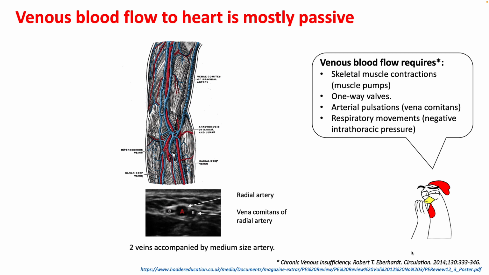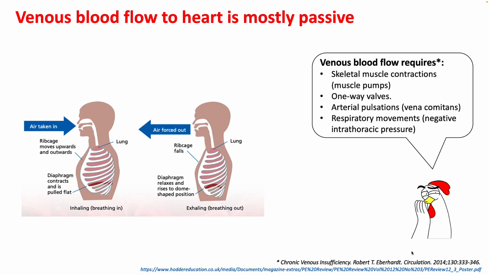The other two methods which help the flow of blood from the periphery to the heart are arterial pulsations, since veins are in close proximity to the artery, as in venae comitantes, and respiratory movements, because you create a lot of negative intrathoracic pressure when you breathe.